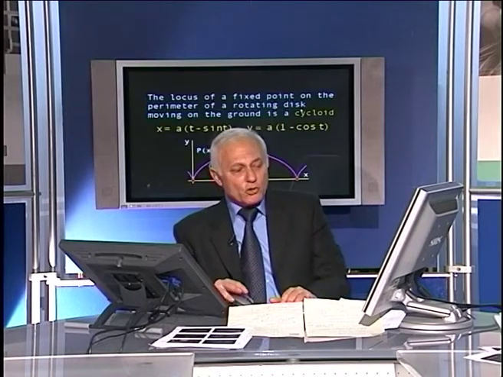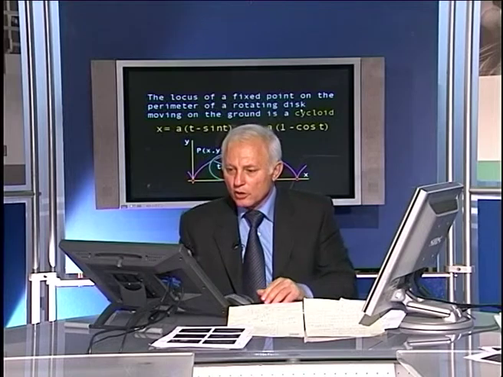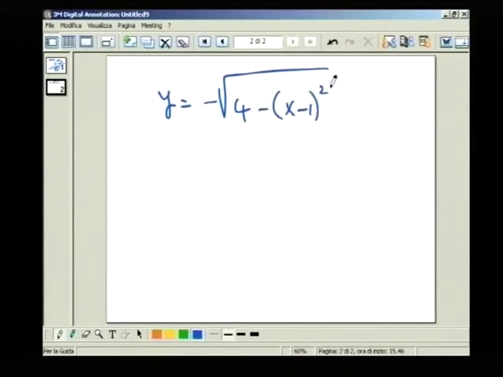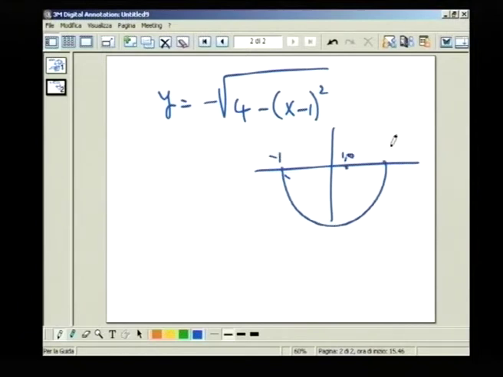Now, suppose first we would like to take the same equation. For example, you have y is equal to minus square root. We take the one below, which is the second one. This is another function, as we said, like this. And here you have 1 and 0, starting from minus 1 till 3. And we wish to transform this into a parametric function.